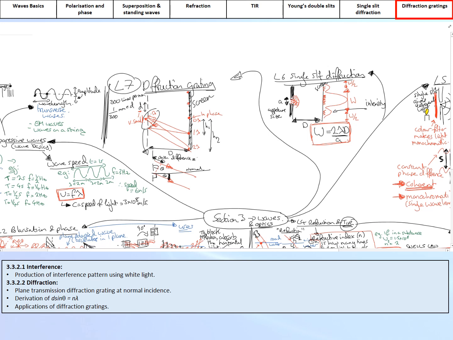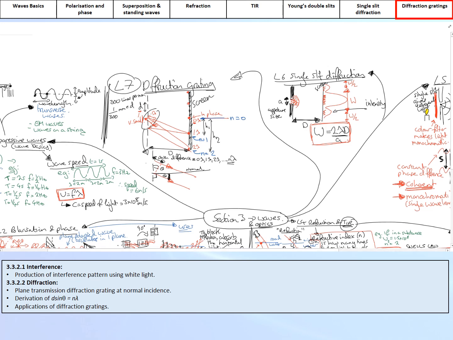One wavelength, two wavelengths, three wavelengths, all the way up to n, some number n of wavelengths. So if we've got no wavelength path difference, we get the central dot. Let's do this in blue. N equals 0. If we have one wavelength path difference, we have the n equals 1 dot. And if we have two wavelength path difference, we have the n equals 2 dots.